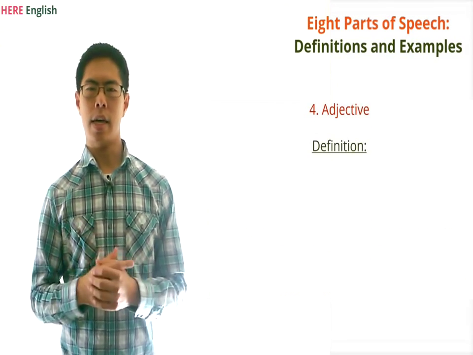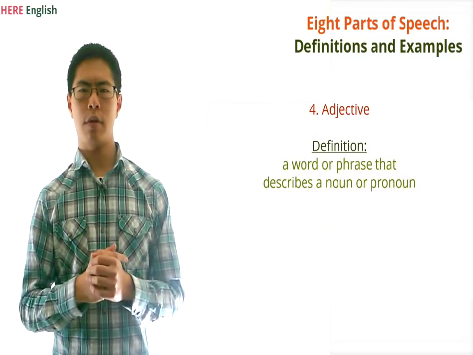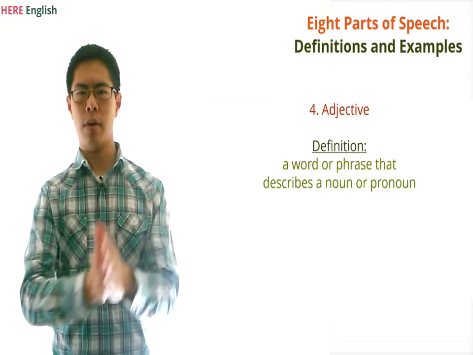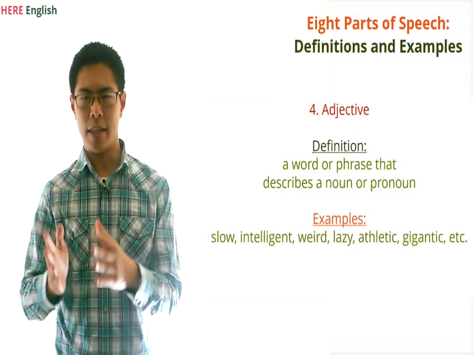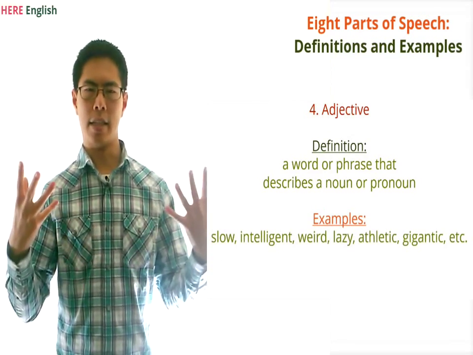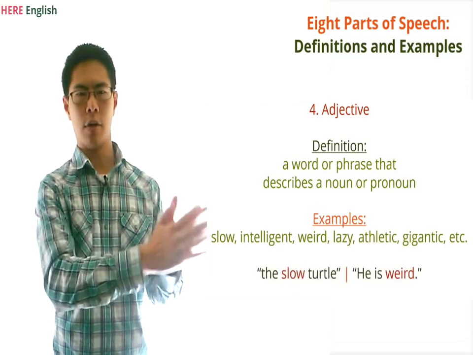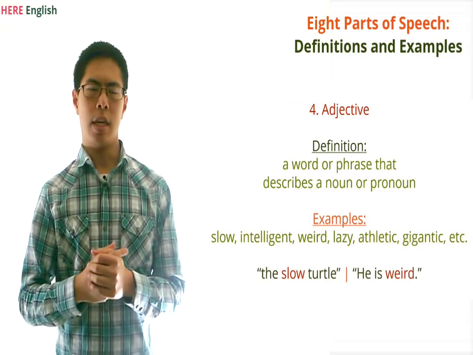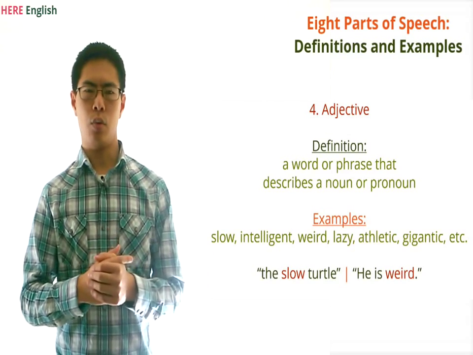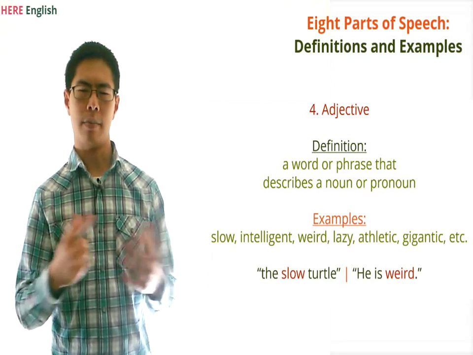What is an adjective? An adjective is a word or phrase that describes a noun or a pronoun. Here are some examples of adjectives. Slow, intelligent, weird, lazy, athletic, gigantic, etc. If we said the slow turtle, the word slow is describing the noun turtle. If we said he is weird, the word weird is describing the pronoun he.